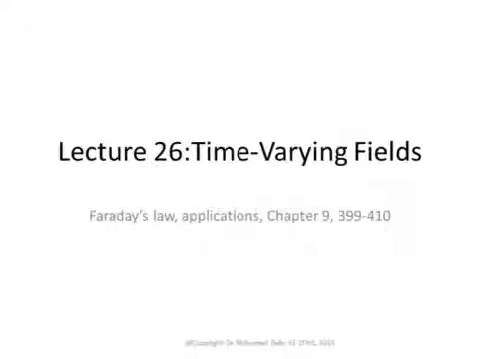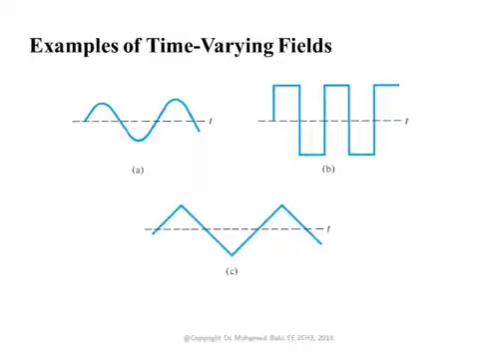What will happen when the currents and the voltages start to change with time. And as we'll see, there will be a coupling between the electric and magnetic fields. We cover chapter 9 from the book of Sadiku, pages 399 to 410. So far, all the examples that we have covered were all statics, and things were not changing with time. The charges were static. The flowing currents were steady, so they were not changing with time.